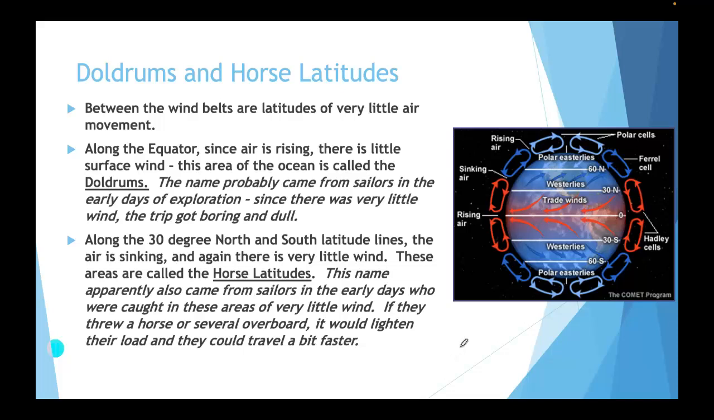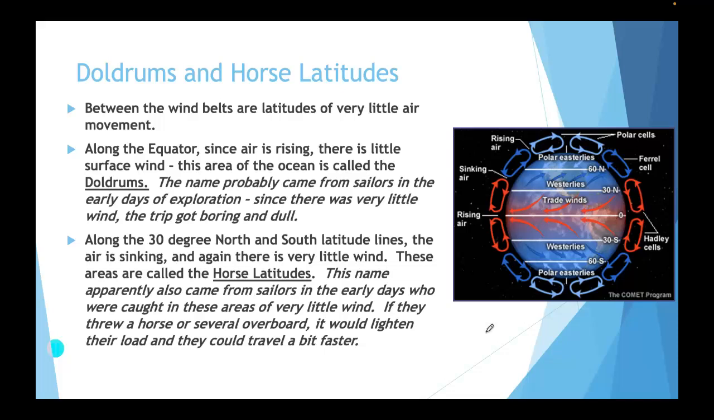These are called the horse latitudes, and they think that the early sailors that got caught here where there was very little wind thought that if they threw a horse or several overboard, it would lighten their load. They'd have less mass that they were carrying on their ship, and they could travel a bit faster, and so these areas became known as the horse latitudes.